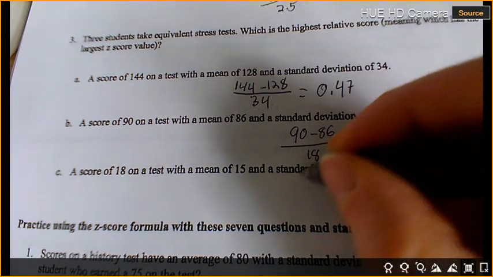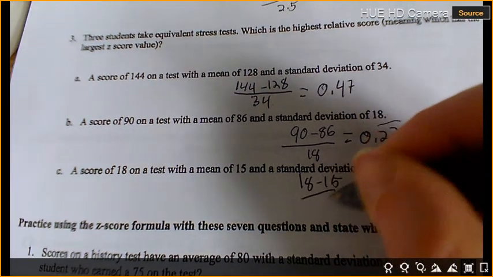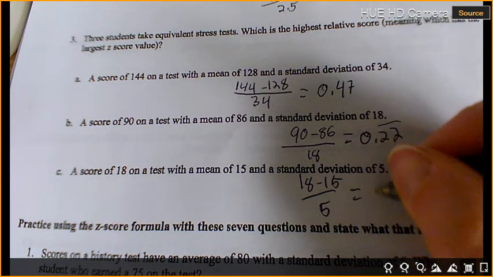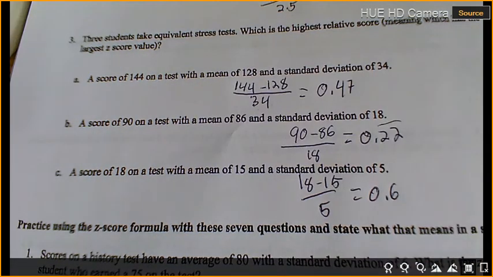Okay, C. What do we do for C? 18 minus 15. You don't need to say the equation, just say your answer. I got 0.6. No, I appreciate it. Thank you, Aaron. Okay, one after that, number 1. 0.83. Yep.